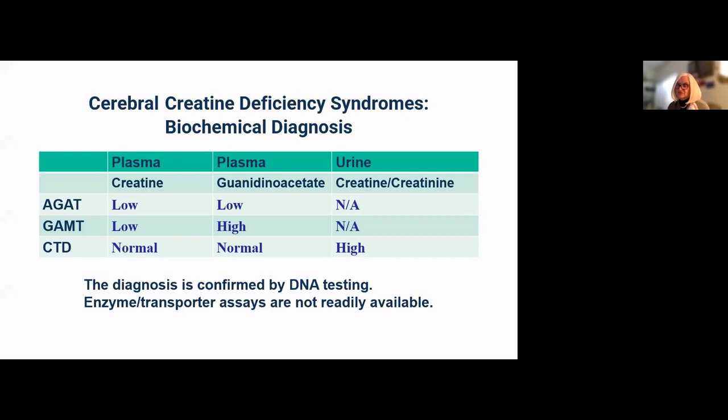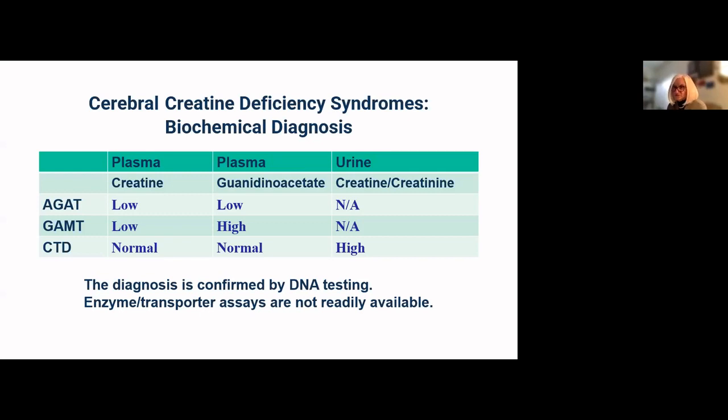AGAT and GAMT deficiency are identified better with plasma. In both cases, you're going to see a very low creatine. In AGAT deficiency, guanidinoacetate is extremely low, in our experience undetectable. And in GAMT deficiency, guanidinoacetate is very high.